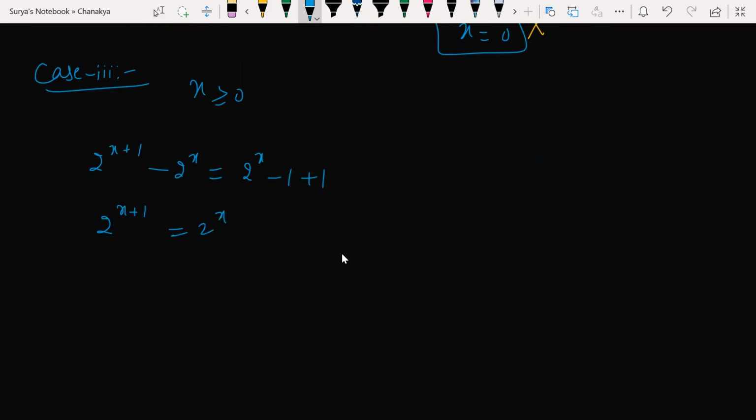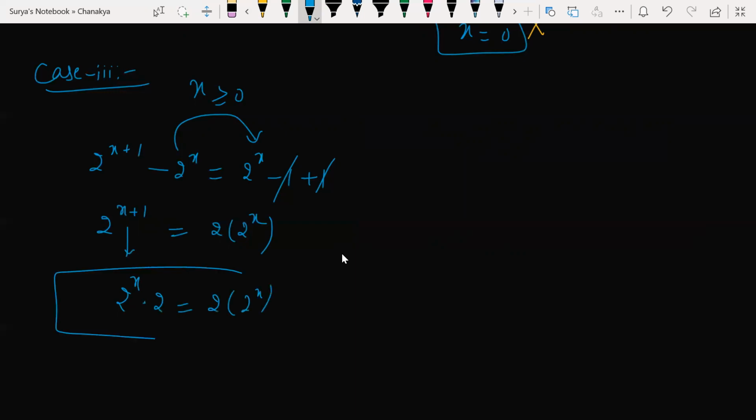Cool. Now 2 to the power of x plus 1 is equal to 2 to the power of x. If I shift this 2 to the power of x to the right hand side, it becomes 2 times 2 to the power of x. This will be getting cancelled. So this can be written as 2 to the power of x into 2. Now, is this always true or not?